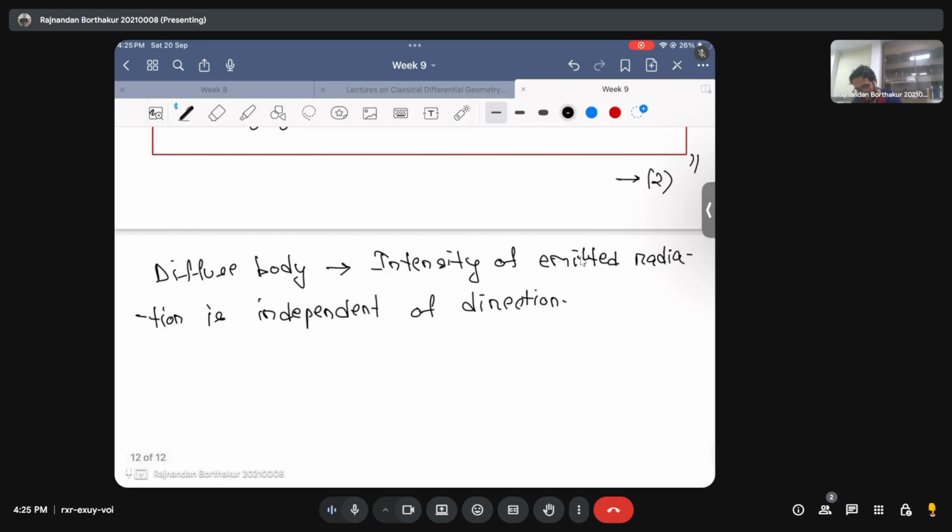What it means mathematically is that my I lambda, which was earlier in general a function of theta, phi, and lambda, I hope you can now realize that this will be a function of just lambda. Which means physically that you pick that dA1 surface, that is the differential area, and you look into any direction, the intensity of radiation will just be the same. Or in other words, it will not be a function of theta comma phi.